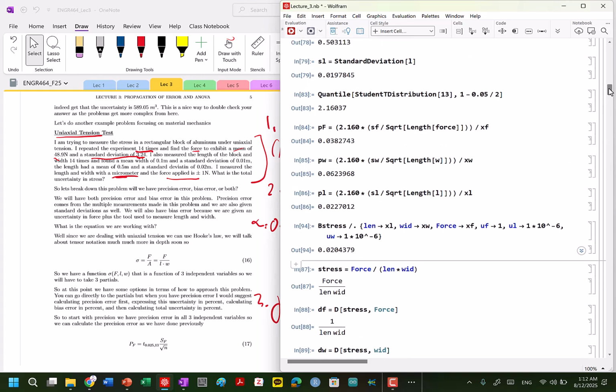Most of the time you'll find that the bias error dominates, but in this problem, actually, it's the width. Now, why is that? Well, there's probably a large standard deviation essentially where that rectangular block that you got from a manufacturer. That's an issue. That's something that's hard to fix.